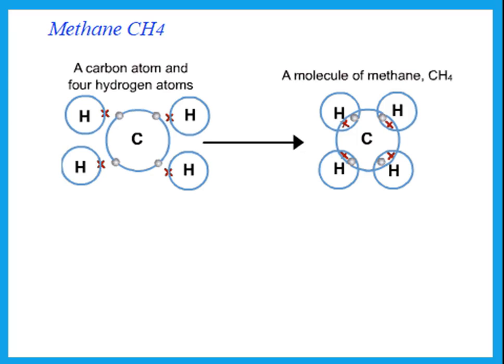And each hydrogen is sharing 1 from it and 1 from the carbon, and that means it has a total of 2 in that first energy level, and that is full. You can either draw it with a circle, or you can draw it without a circle. Please sit down and practice drawing these things, and it's important to draw them accurately as shown.